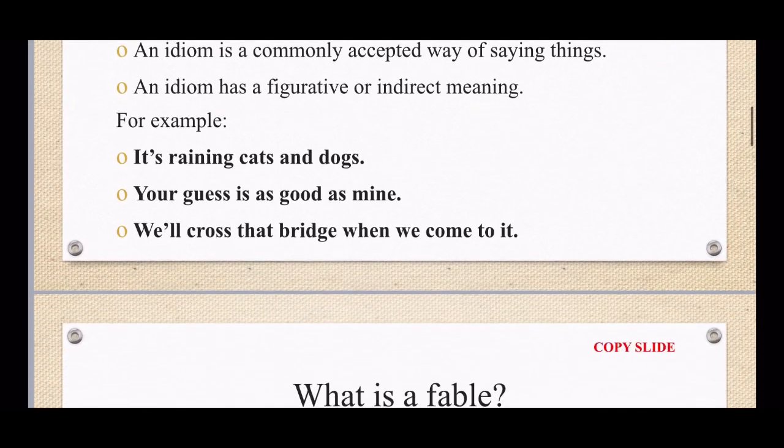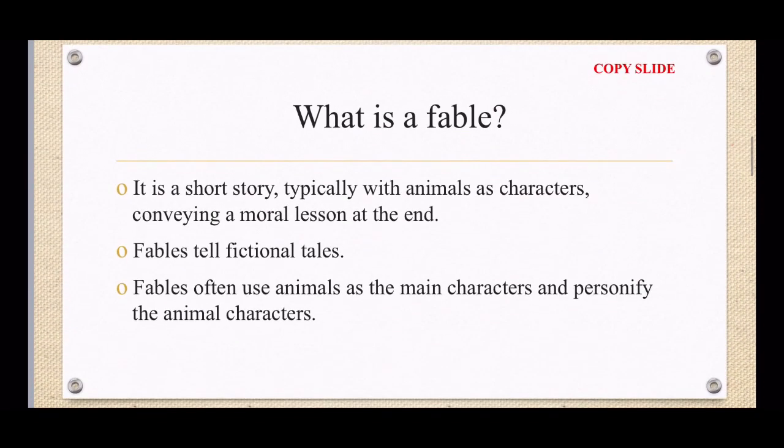So today we will be doing a fable. So what is a fable? It is a short story, typically with animals as characters, conveying a moral lesson at the end. Fables tell us fictional tales, and fictional tales are stories that are not really true, but they are fiction. Fables often use animals as main characters and personify the animal characters, right? When you personify something, we're giving it a human characteristic, so we're giving animals human characteristics like talking.